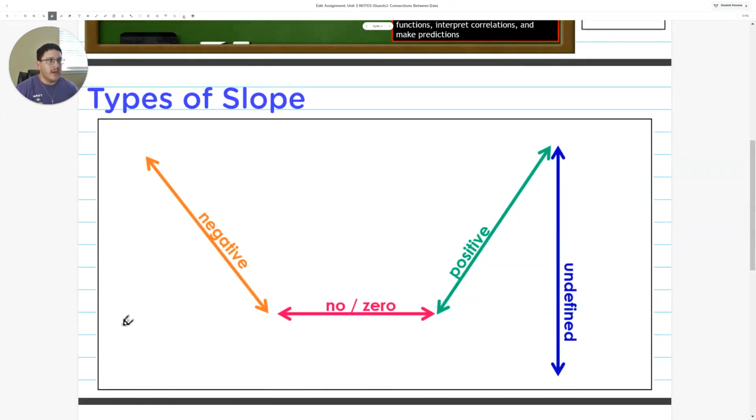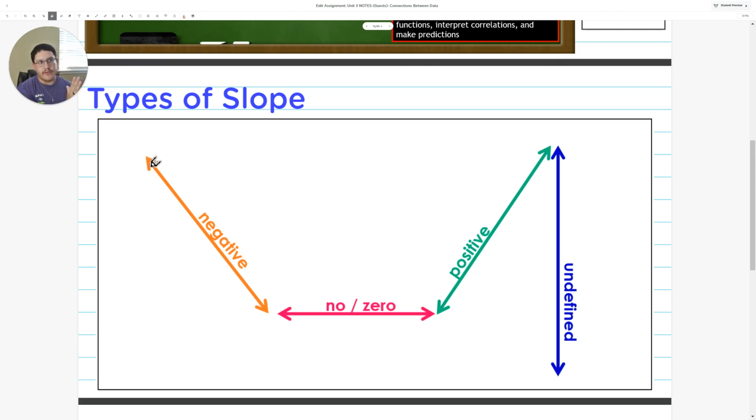Types of slopes. There are 4 types of slopes when it comes to linear equations. And this will relate to stuff that we do later with scatter plots. But for right now, when looking at a line from left to right, the orientation of that line tells us whether we have a negative, positive, no slope, or undefined slope. And again, we read graphs from left to right.